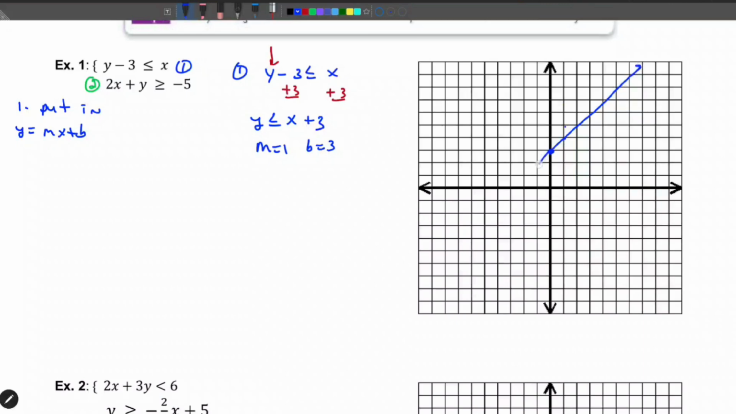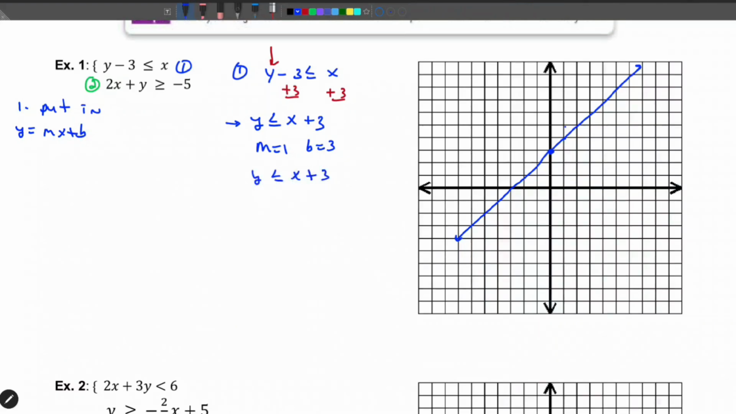So there's one line. I highly suggest you guys use rulers if you have it. There's our second line. What we want to do next is figure out where we're shading. We had a less than or equal sign, so my line is a solid line, not a dotted line. We should shade this, and I would go with my simplified equation, y is less than or equal to x plus 3.